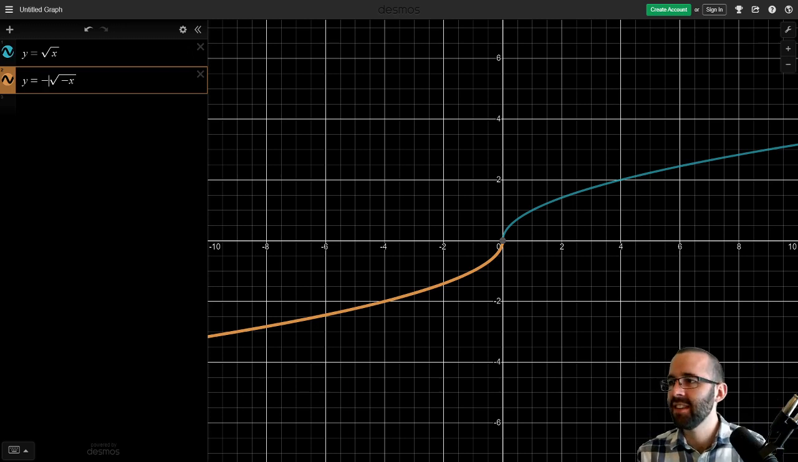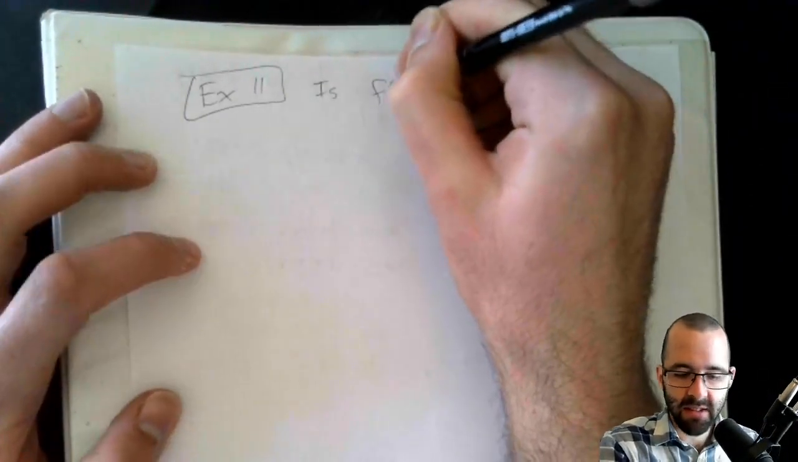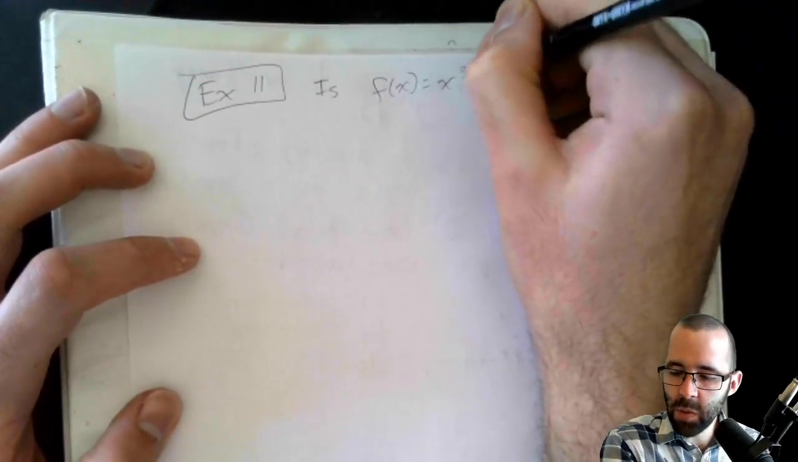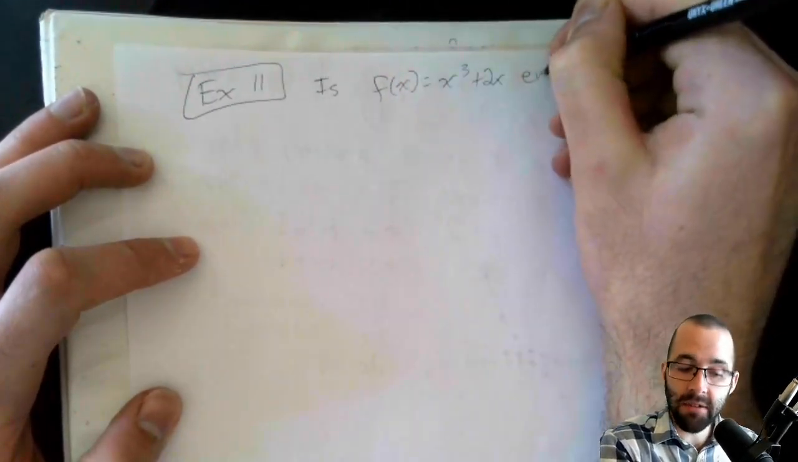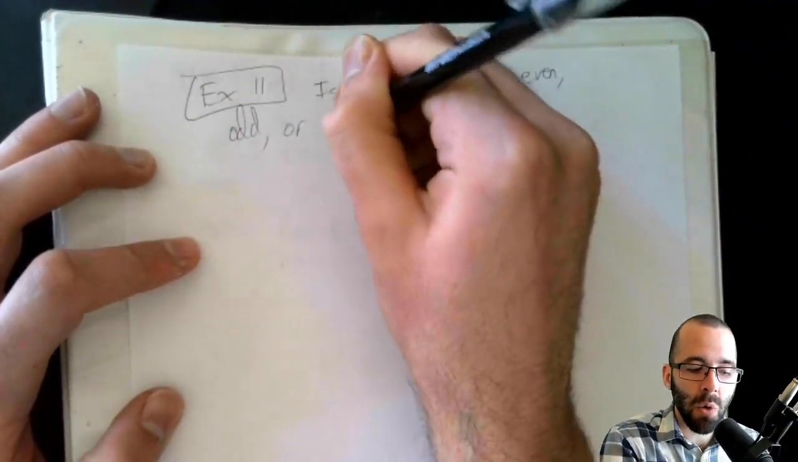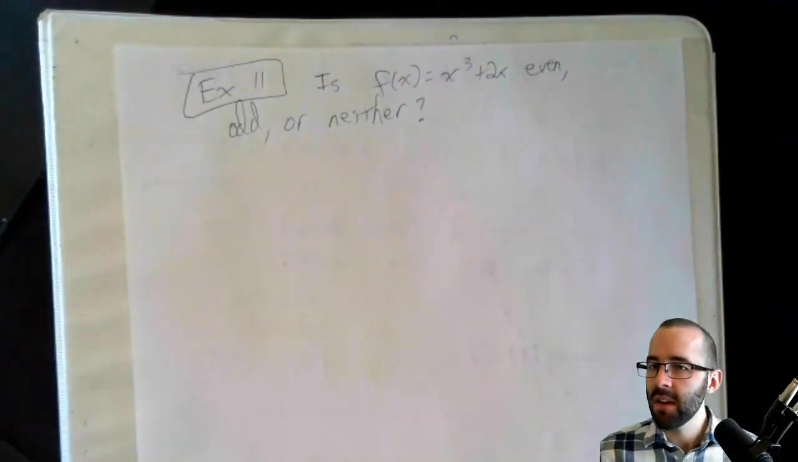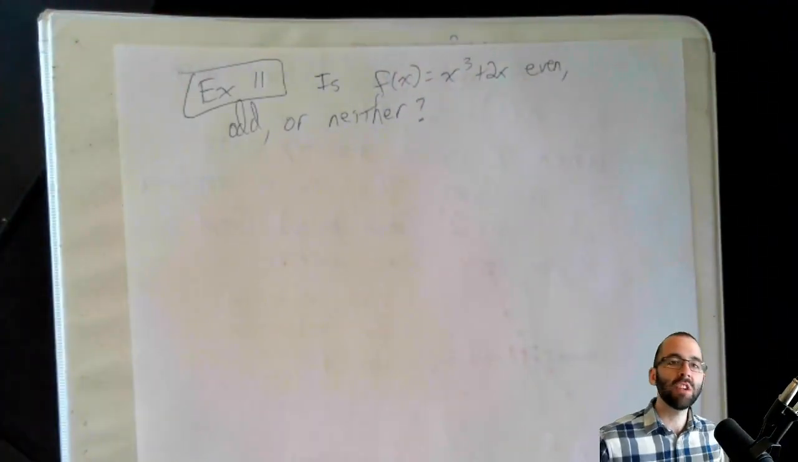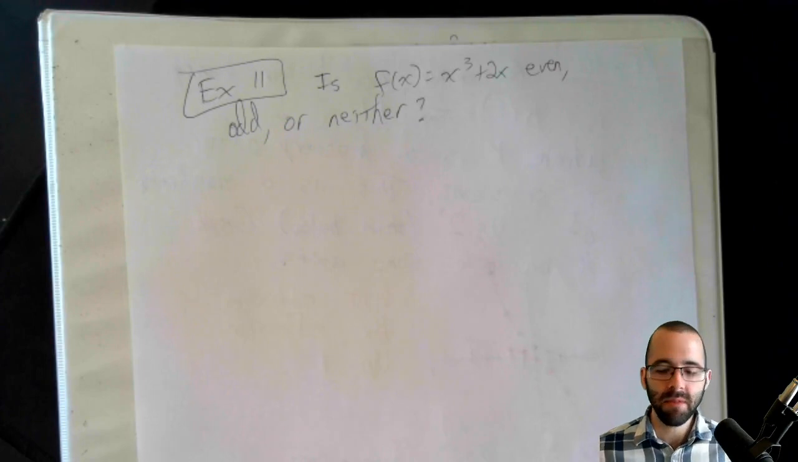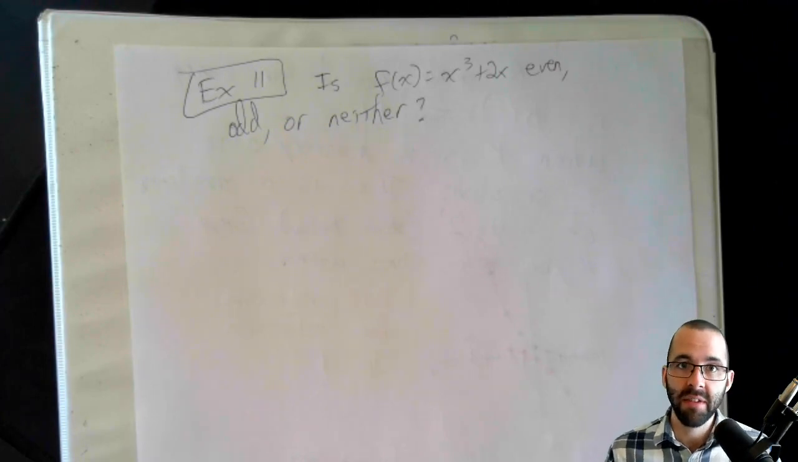All right, so example 11. Is f of x equaling x cubed plus 2x even, odd, or neither? So we're going to check this with the definitions, and we'll verify it with the graph.